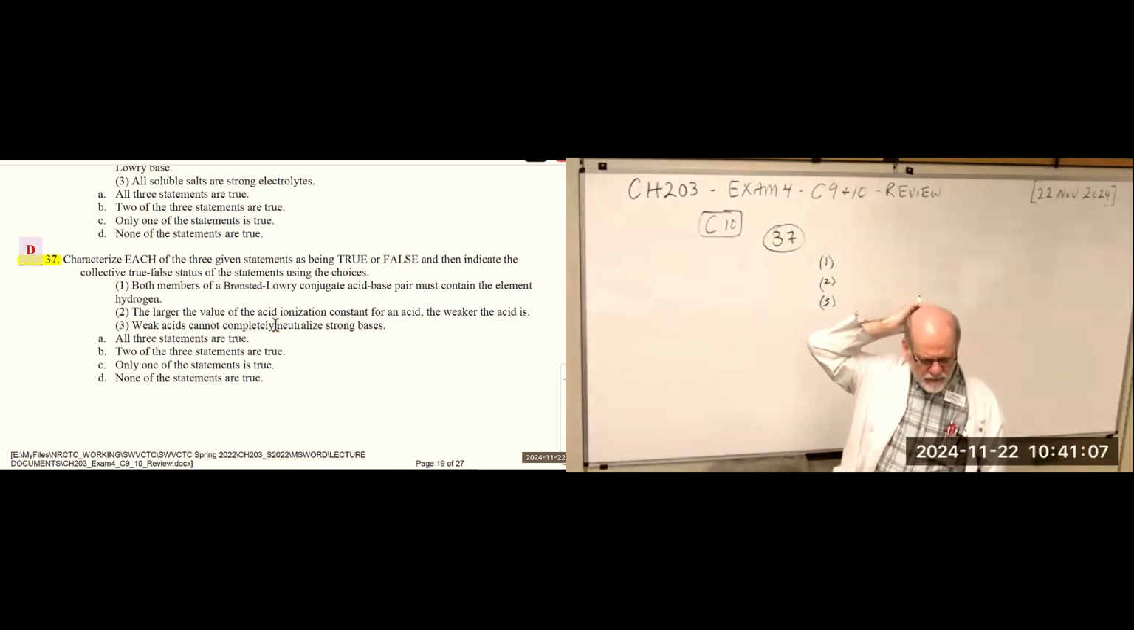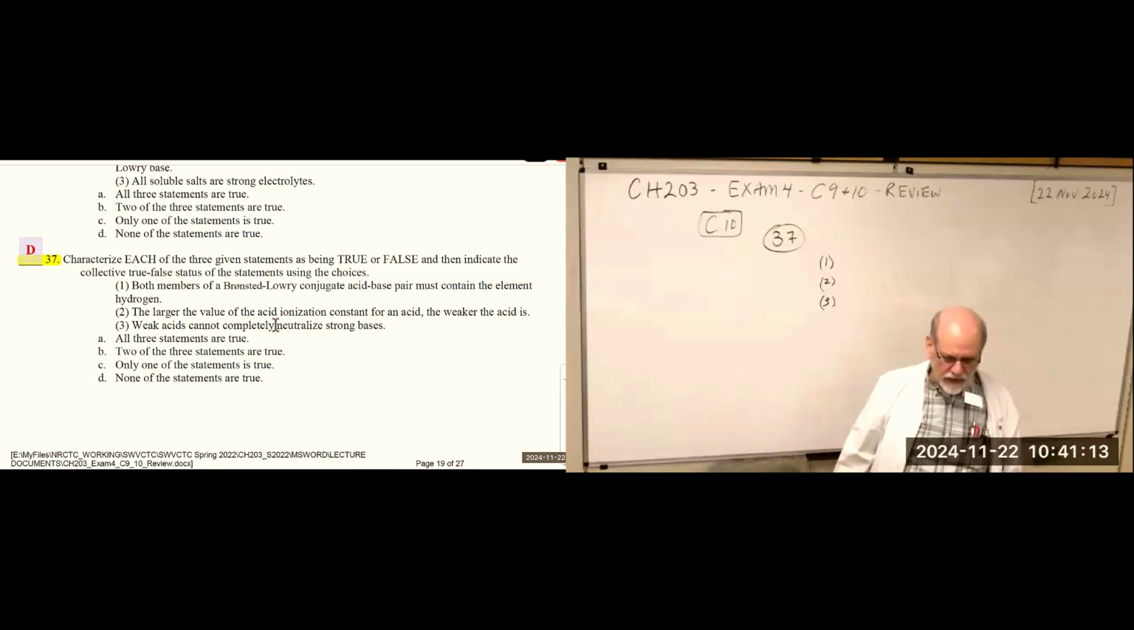Let's see. Both members of a Bronsted-Lowry conjugate acid-base pair must contain the element hydrogen. No. But if you have HCl and Cl minus, that's an acid-base pair. Right. You only have to find one example that doesn't fit the description, and you can claim falsehood.